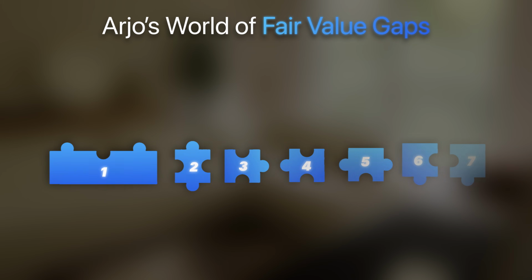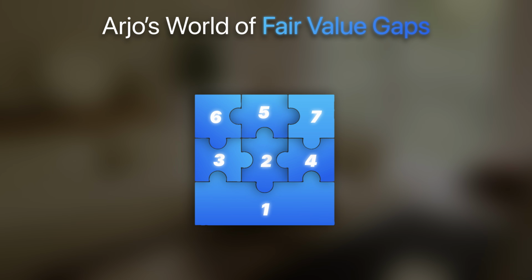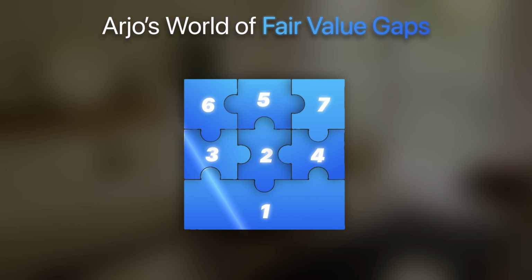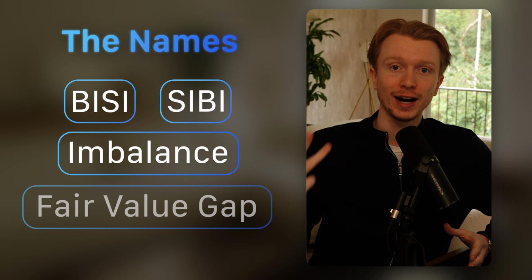Now there's 7 puzzle pieces that we need to collect, and by the end, you will know every little secret about fair value gaps. Now we need to make sure we're on the same page here. So let's start with puzzle piece number 1, the different names. We have 4 different names. We have a busy, we have a sibby, we have an imbalance and a fair value gap.